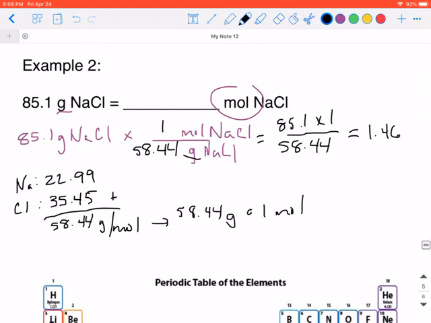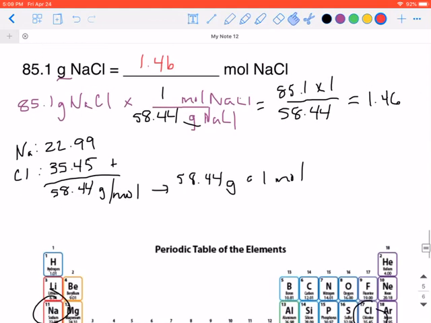I'm going to write it up here for you. 1.46. If you're ever given, like we did in the first one, if you're not given this moles of NaCl, you need to make sure you write that unit on your own, okay?